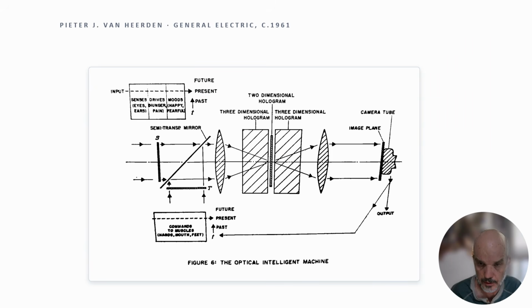And Burrell's work, for example, then inspired Peter van Heerden, who in 1969 published this figure showing an optical intelligent machine where somehow senses and moods come in from the left, and they're transformed into optical signals that are then processed in three-dimensional holograms and go out to a camera tube. This figure is from Van Heerden's book, The Foundation of Empirical Knowledge with a Theory of Artificial Intelligence, which is quite an aggressive title. Some of the results in Van Heerden's book also seem to indicate future ideas for compressive measurements. So he was way ahead of his time.